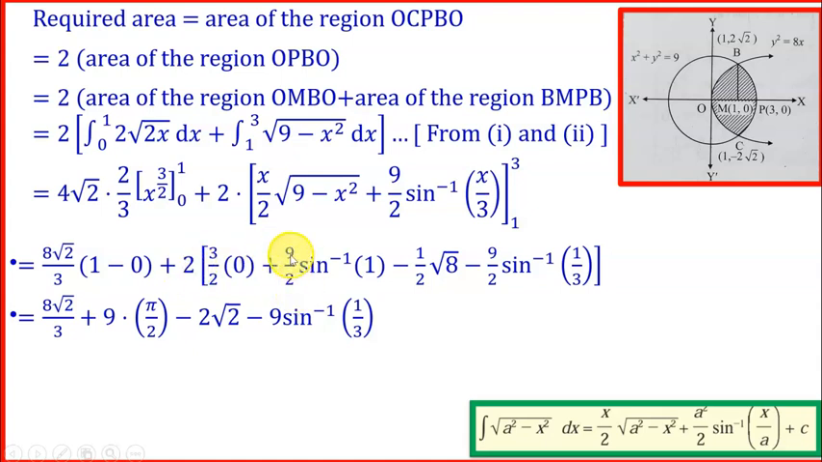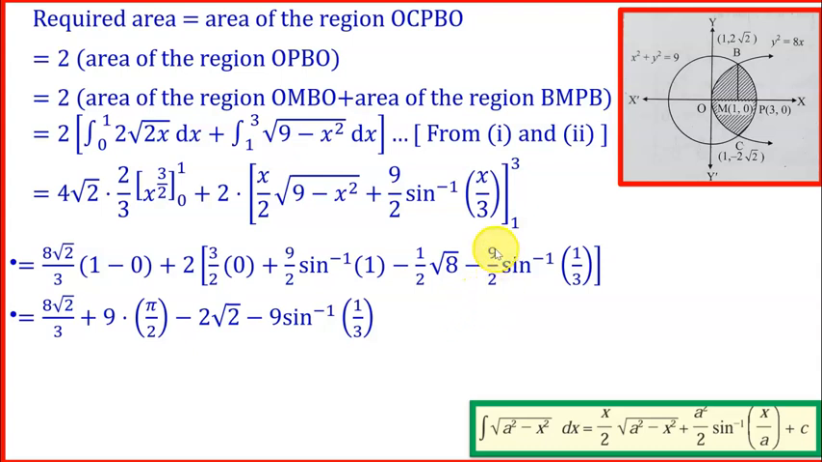You will get here 9 into sine inverse of 1. But what is the sine inverse of 1? It is pi by 2. And the next, minus 1 upon 2 root 8 means what? 2 into root 2. Here that is 2 into 1 upon 2 into 2 root 2. Here 2 will get cancelled and overall you will get here 2 root 2.